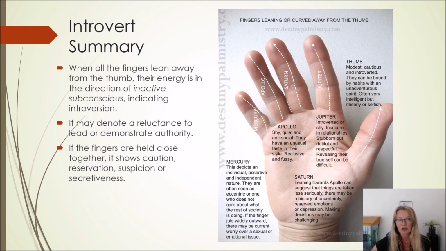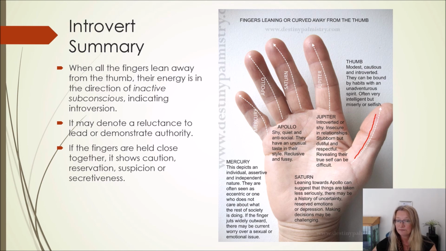If the fingers are held close together, like I mentioned before, it shows caution, reservation, suspicion, or secretiveness. So they are secretive instead of being open. And with the thumb held close to the hand or curving towards the hand, that shows a modest, cautious person. They can be bound by their habits and have an unadventurous spirit. They're often intelligent, but they can be miserly or selfish.